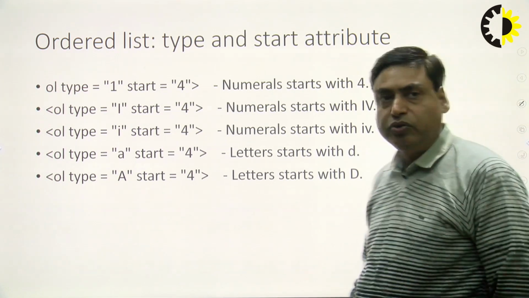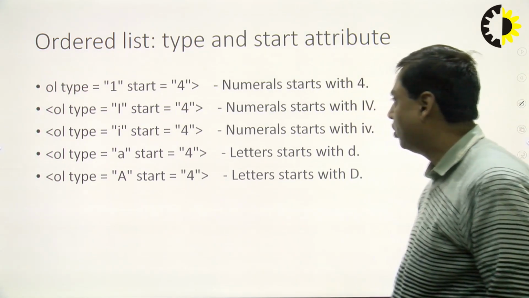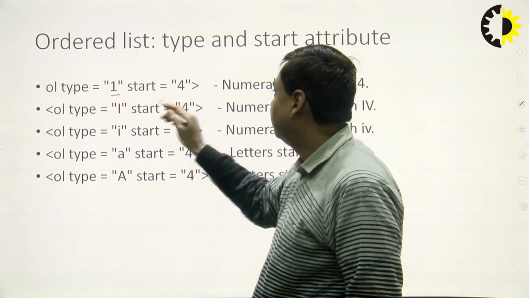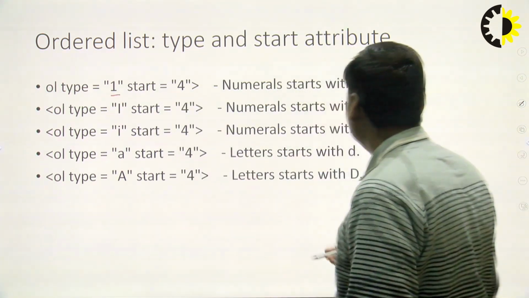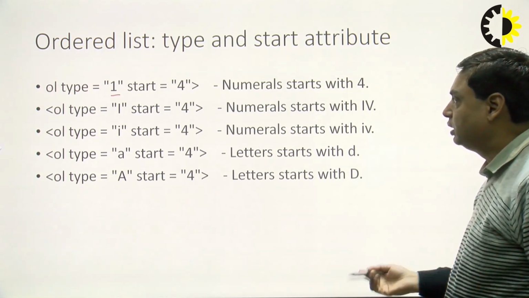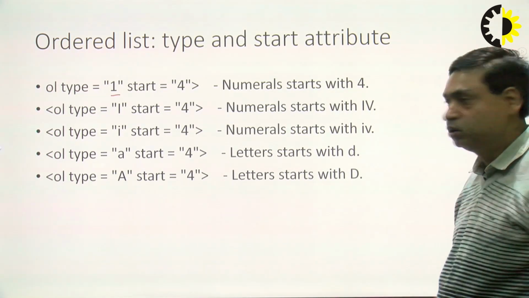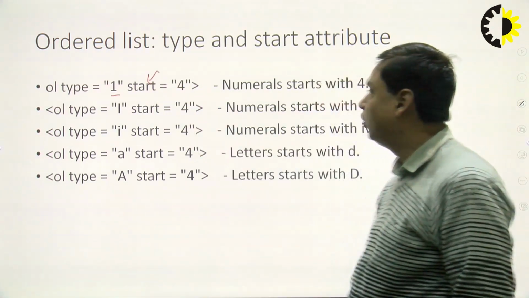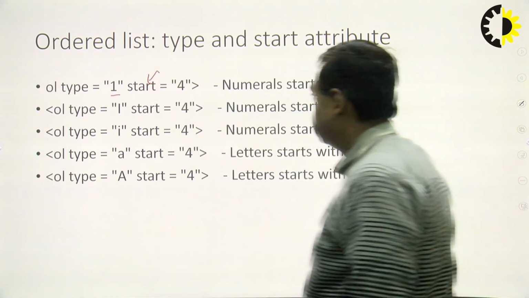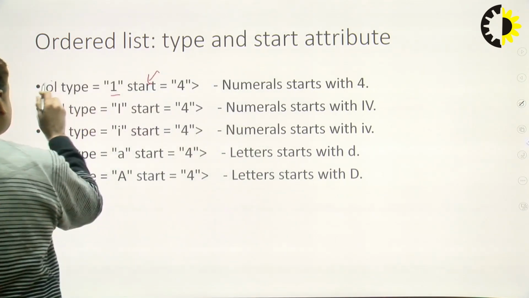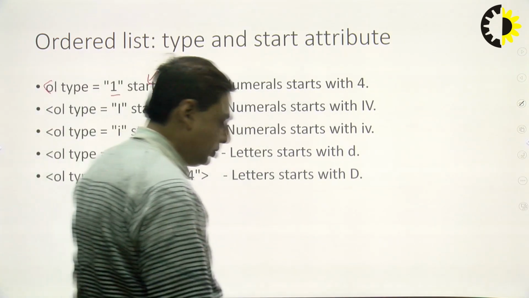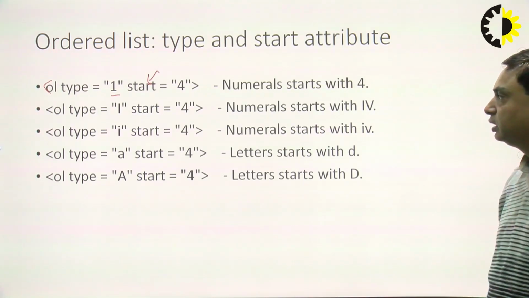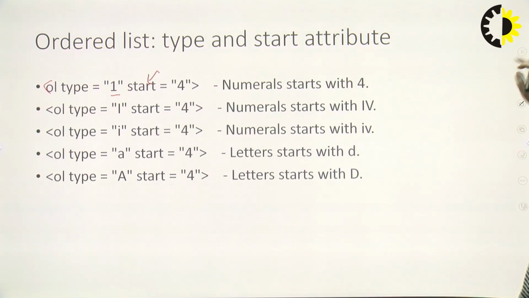Now it is possible to start the list according to your choice. So here if type equals 1, by default it should start from 1, but you can start from 4 onwards. It is with the help of the start attribute in the OL that you can start any list with a starting point as per your choice. It can be 4, it can be 5, it can be 6 according to your choice.